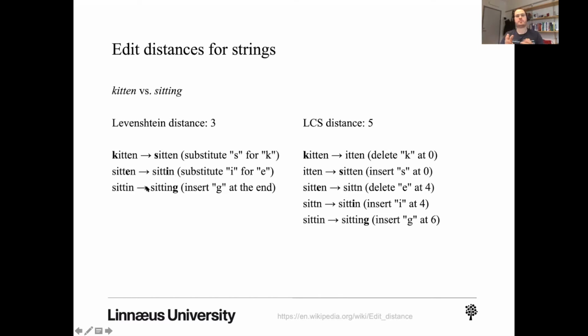And then you get to the end of the word sitten, which used to be kitten, but it's now sitten because we applied 2 substitution operations to it. And all we have to do is do an insertion by inserting a G at the end, and then sittin becomes sitting. And now we have basically moved from kitten to sitting in 3 operations, 2 substitutions and 1 insertion.